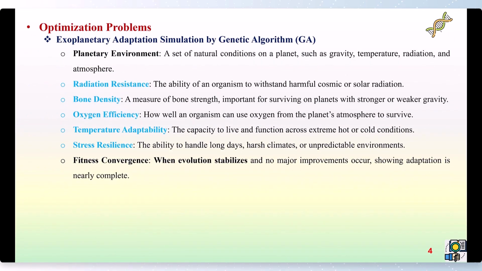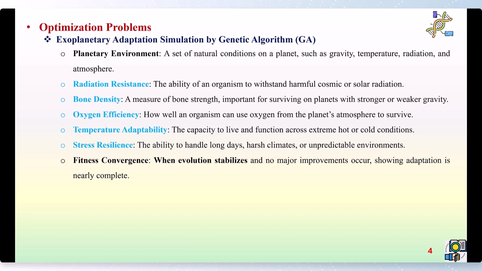What is a planetary environment? A set of natural conditions on a planet, such as gravity, temperature, radiation, and atmosphere. Here we have 5 main features for our planets, which we produce randomly: radiation resistance, bone density, oxygen efficiency, temperature adaptability, and stress resilience. Radiation resistance is the ability of organisms to withstand harmful cosmic or solar radiation.